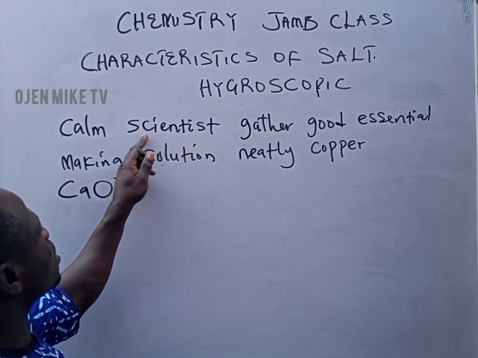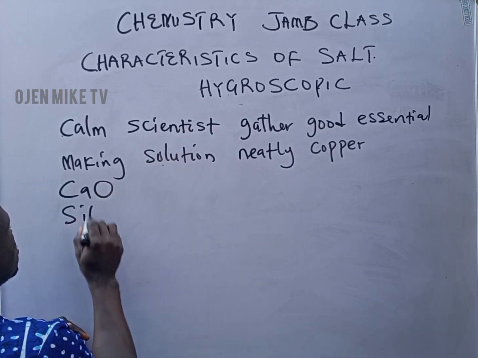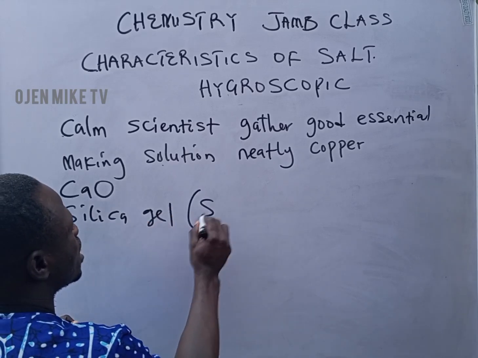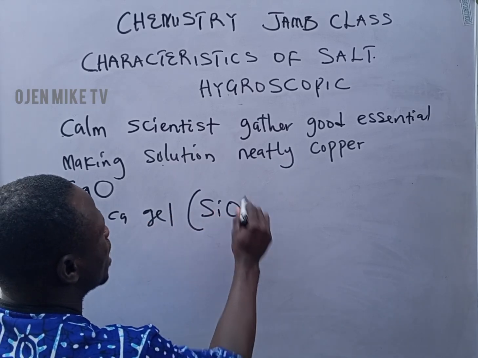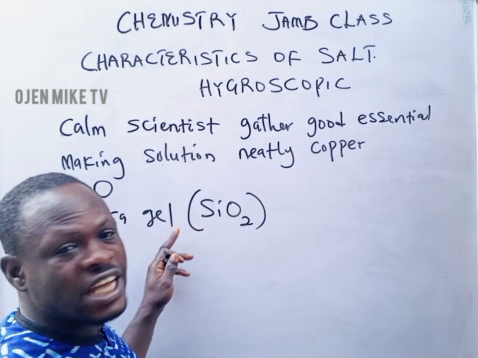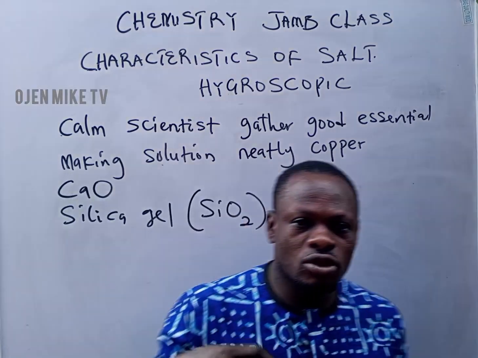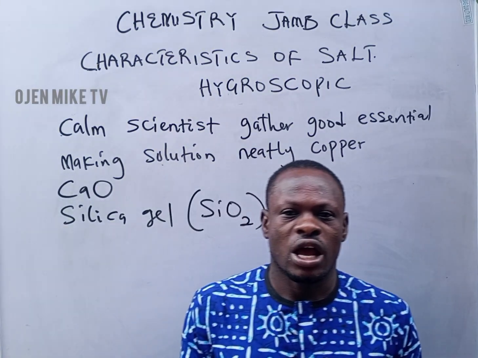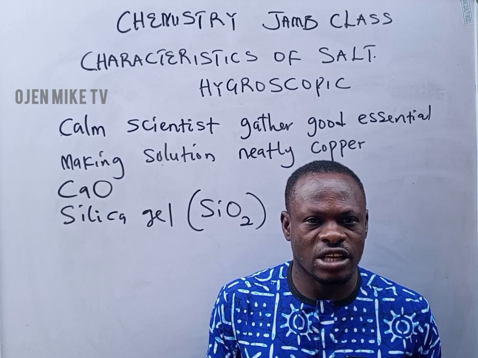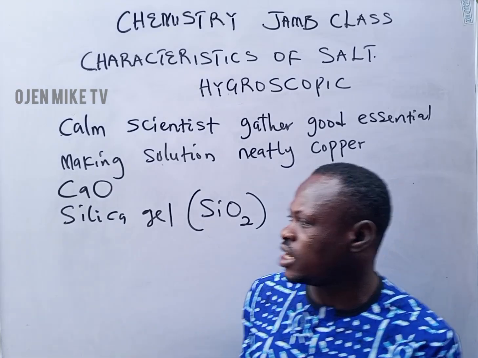The next one is scientist. Scientist is silica gel. Silica gel is SiO2, that is silicon dioxide. It's a good desiccant. Desiccants are substances that you can use to remove water from the laboratory, something that can absorb moisture in the laboratory. They use it for that.